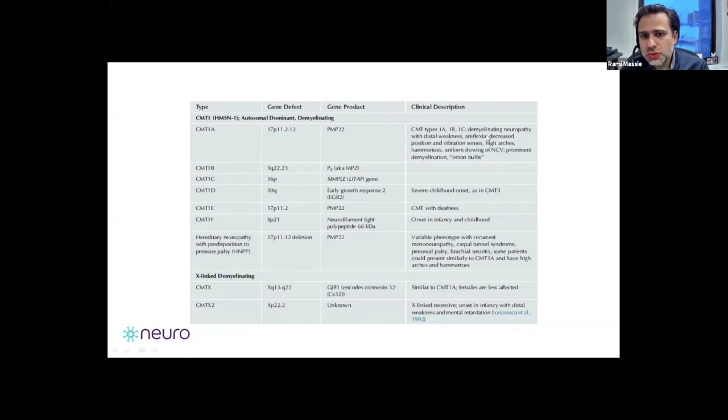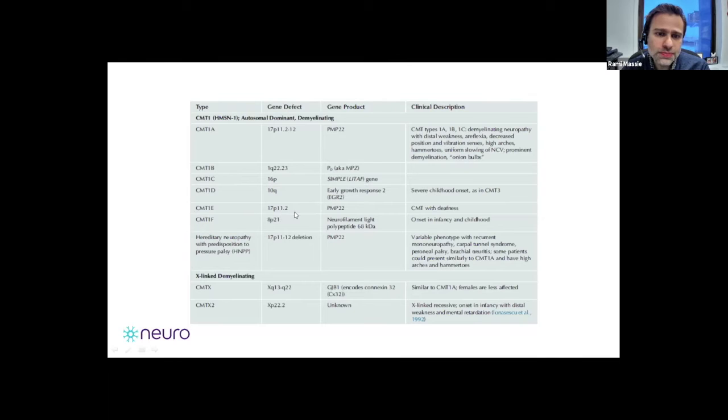CMT1A is due to PMP22 gene duplication. So there's too much PMP22 gene, and therefore there's too much PMP22 mRNA. And similarly, myelin protein 0 mRNA is also produced in excess. So that's an interesting pathway that's worth considering targeting when you're looking for treatment, in that there's a role of the amount of gene expression, and modulating that gene expression can maybe lead to treatments eventually, even though that hasn't been successful so far.